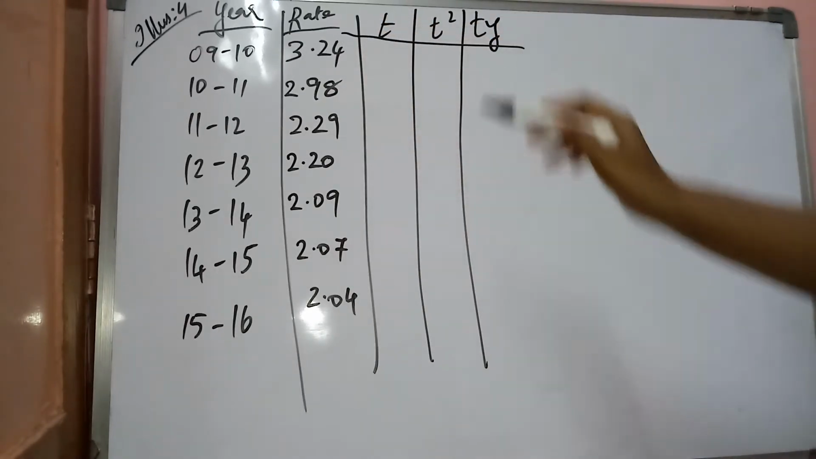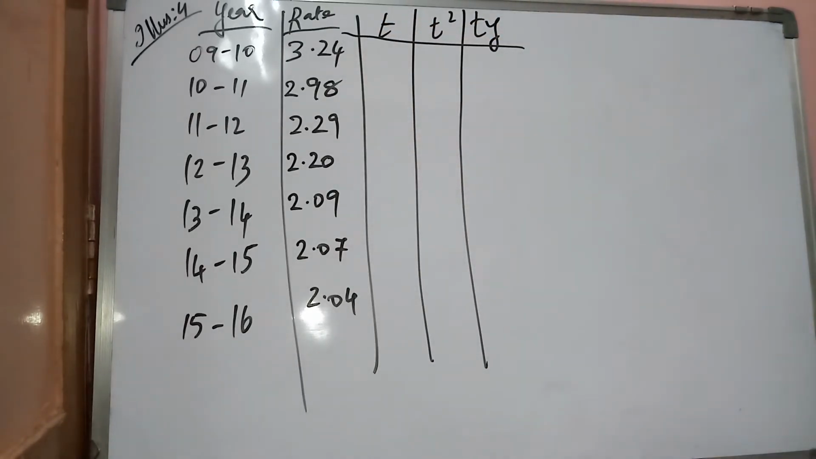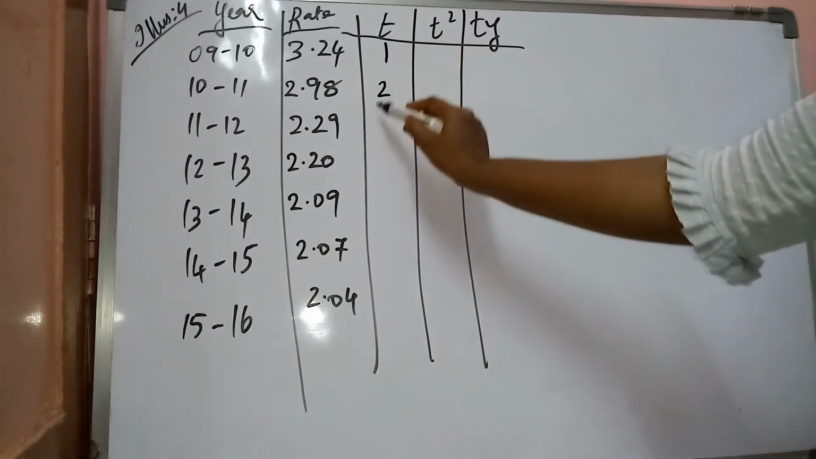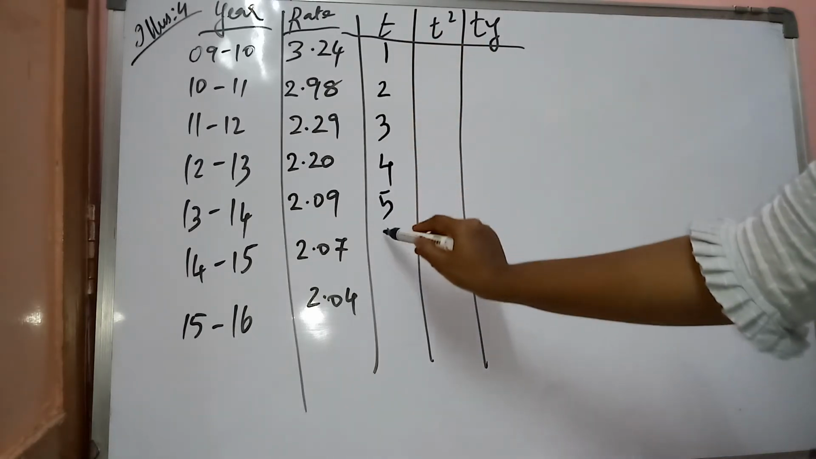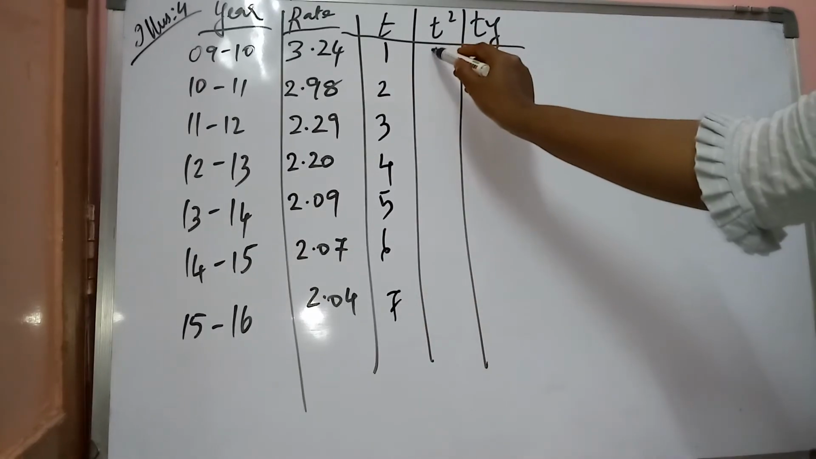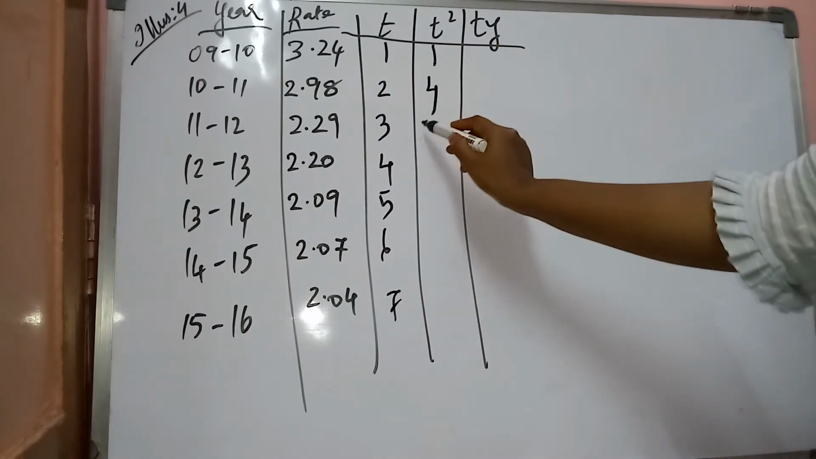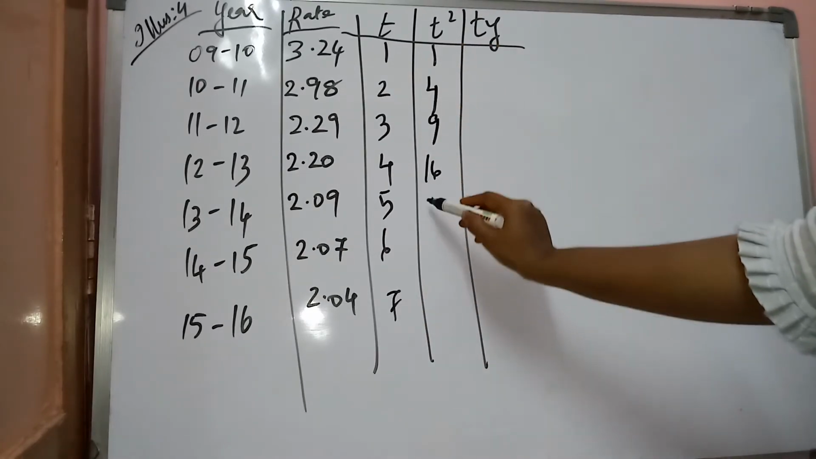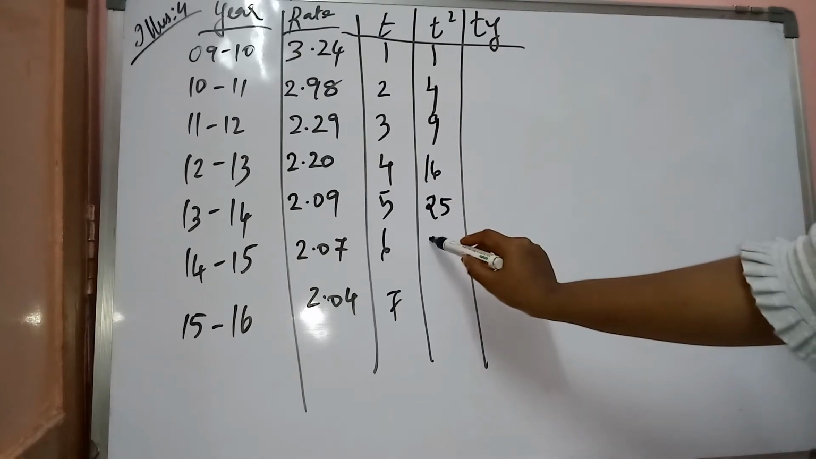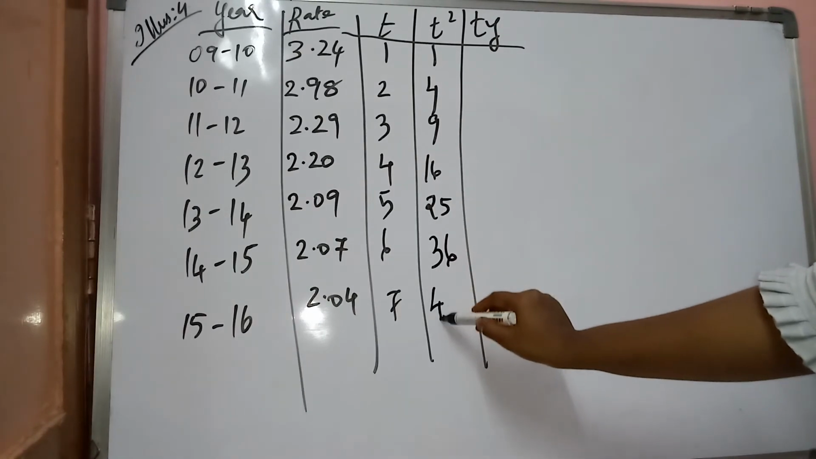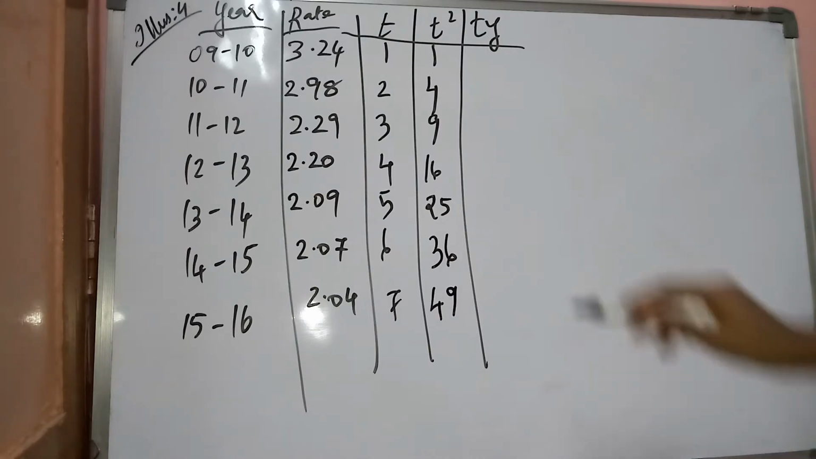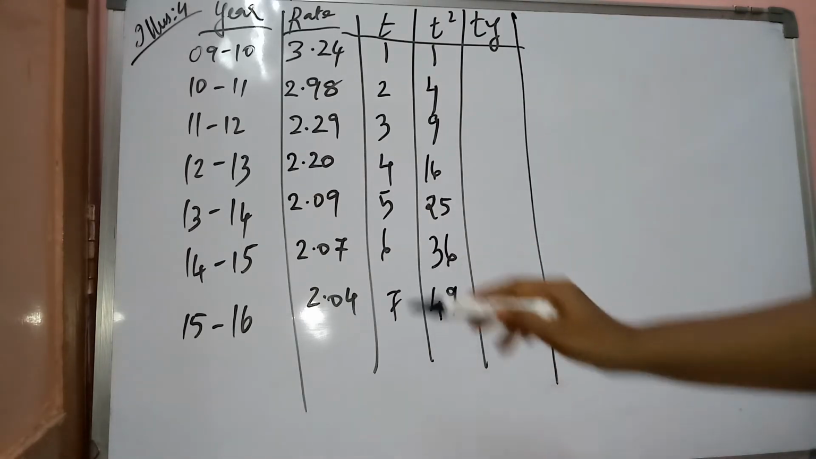Okay, in our previous lecture we did this. So similar to this, t is 1, 2, 3, 4, 5, 6, 7. Then t square is 1 1s are 1, 2 2s are 4, 3 3s are 9, 4 4s are 16, 5 5s are 25, 6 6s are 36 and 7 7s are 49. Ty is t into y.